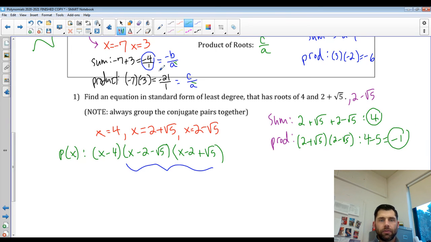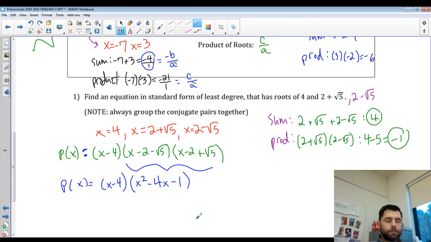There's the product of the roots. So we're done. That's my answer. That should be an equal sign. I have p of x equals x minus 4, and then I can turn these two complex roots into a quadratic really quickly. So it's x squared. My sum is 4, so in the formula, my b value is -4. And then my product is -1, so that's all there is to it.